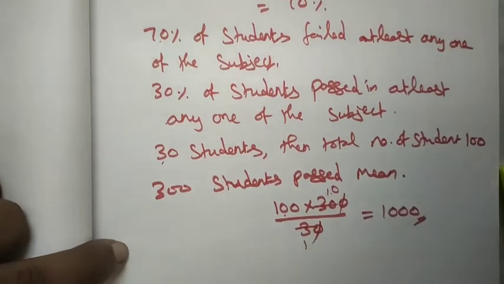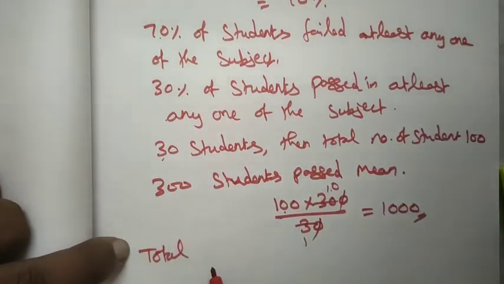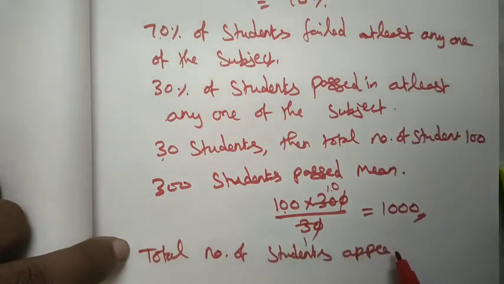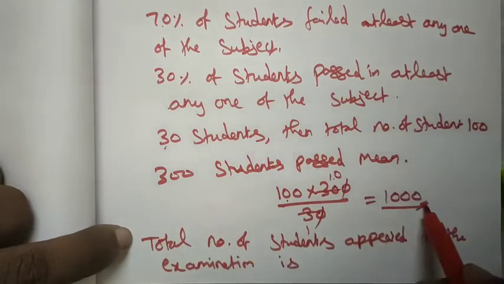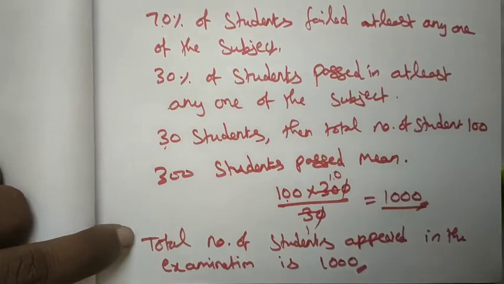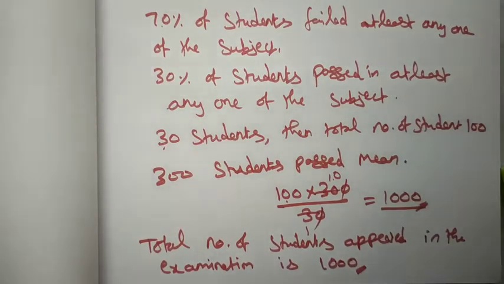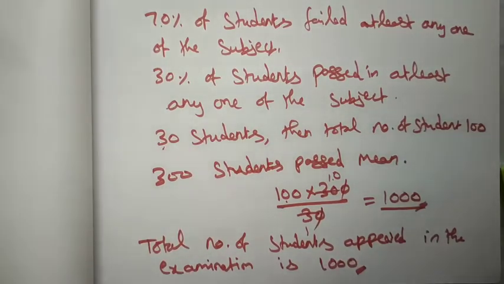So the total number of students appeared for the exam in the examination is how many students? 1000 students. 1000 students they have appeared, right? 300 students have passed in both the subjects.